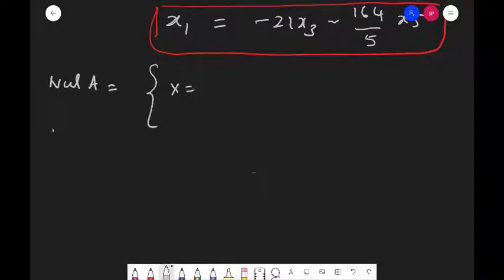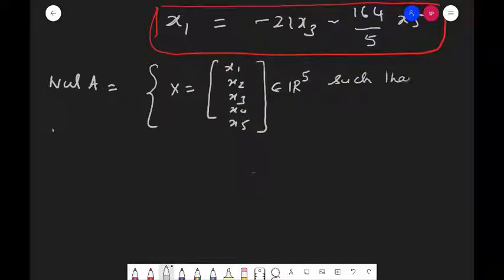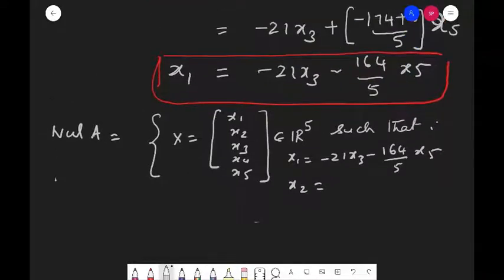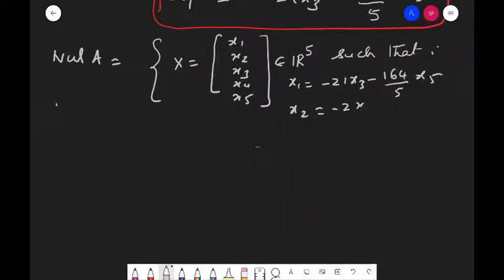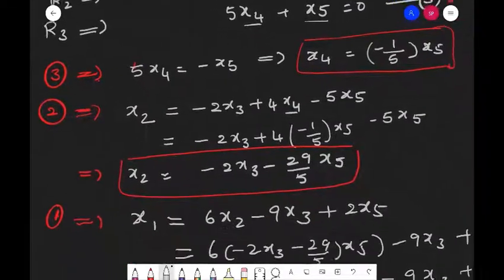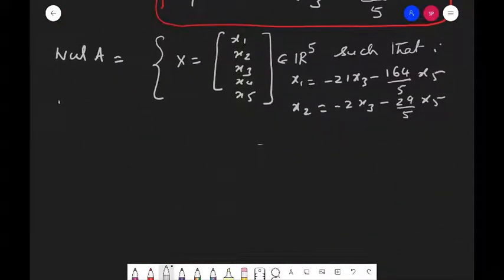the set containing all x equal to x1, x2, x3, x4, x5, because how many columns do you have? 5 columns, and here you have 5 variables, so it belongs to R5, such that with the 3 conditions that I have: x1 is minus 21 x3 minus 164 by 5 x5, and x2 is equal to minus 2 x3 minus 29 by 5 x5, and the other one, what we found first, x4 is equal to minus 1 by 5 x5.